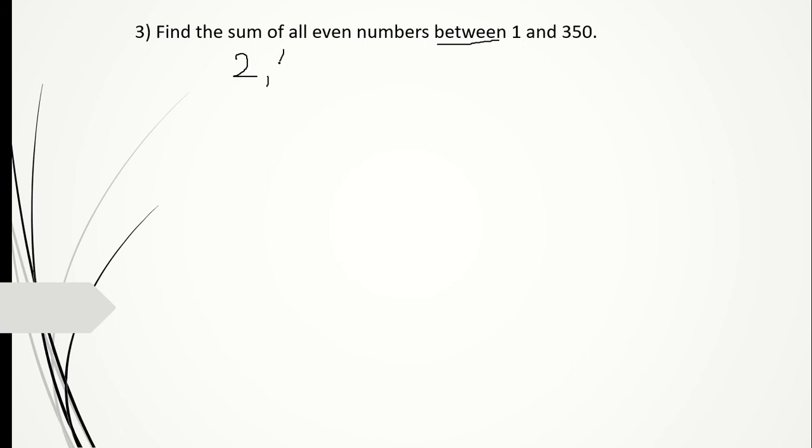All even numbers, no? 2, 4, 6, and the last even number would be 348. Because 350 is not included, they have used the word between. If they would have used the word from, then 350 would be included, right? Now 2 to 348, how many numbers are there in this series? How many terms? N is equal to what? That we don't know, right?